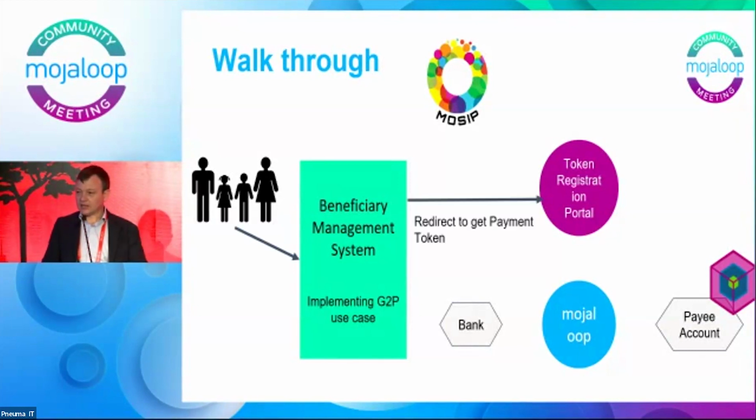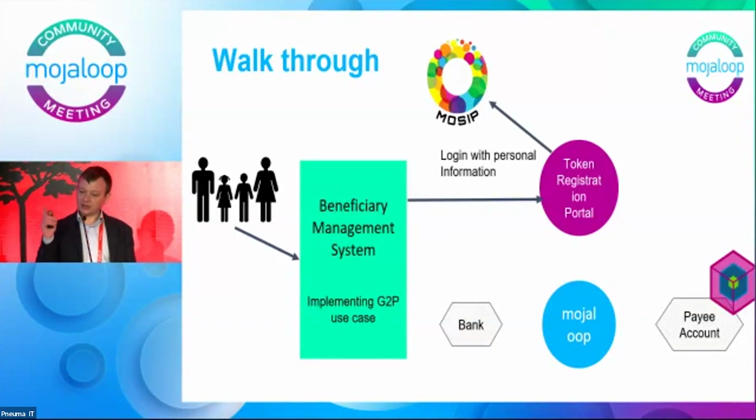And then in setting up this token registration, the beneficiary management system does an OpenID Connect redirect. This is like identity access systems used for logging in, performing a remote login. So we're using the same standardized mechanism to redirect to this token registration portal. This token registration portal then goes to MOSIP and gets the user to identify themselves and log into MOSIP.